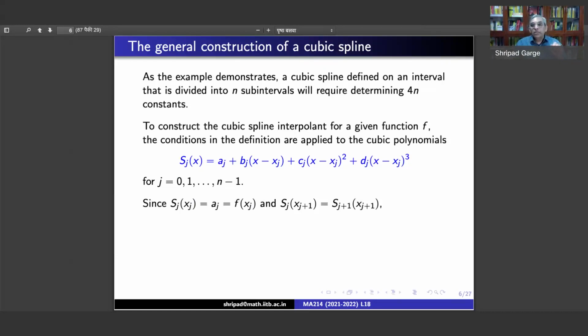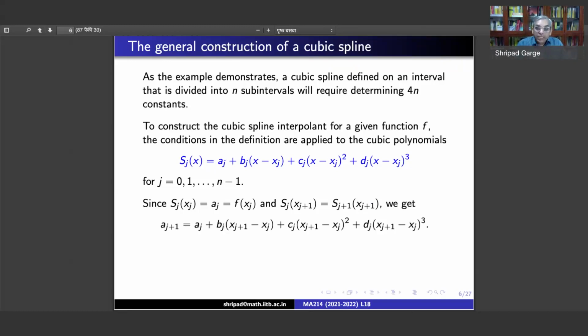So on the next endpoint, which is xj plus 1, its value has to be s of j plus 1 at that point xj plus 1. And therefore, that has to be equal to a j plus 1, because that's what we have computed just now. So we get that aj plus 1 has to be aj, which is the constant term. So we are going to evaluate this blue polynomial on the point x equal to xj plus 1. And therefore we get aj plus 1 is aj plus bj into the difference of xj plus 1 and xj, plus cj, the difference square, plus dj, the difference cube.